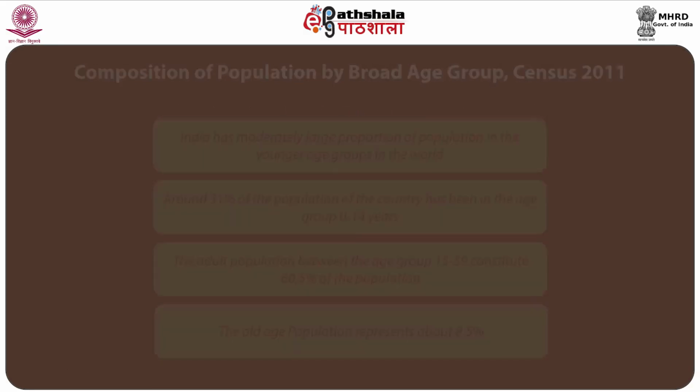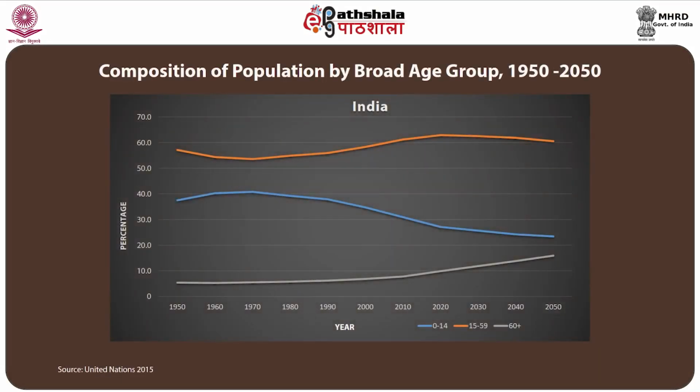The bulk of the population in India is in the adult age groups of 15 to 59, and the proportion of the population in the younger age group, that is the child age group, 0 to 14, has declined from somewhere in the 40s to the 30s, and the elderly, which represents the 60 plus population, has slightly gone up, but it is only 1 or 2 percentage points.